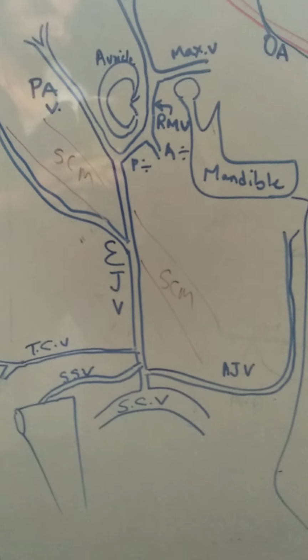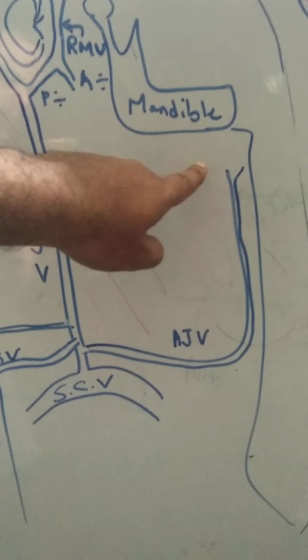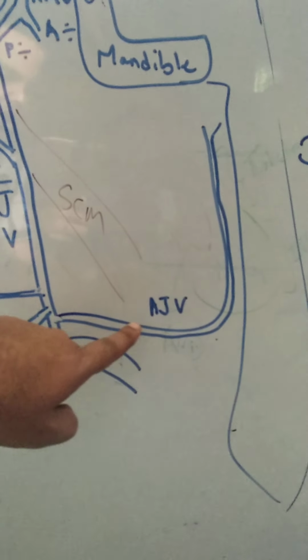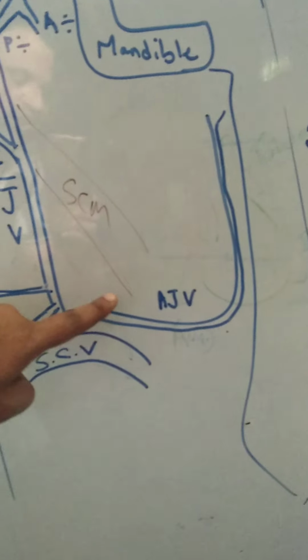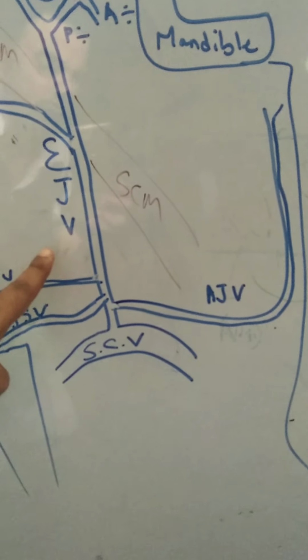So the tributaries are the following. From the front of the neck there will be a vein like this. It's called anterior jugular vein. See, jugular here means neck. The front of the neck there is one vein, anterior jugular vein. You can see that ending up in external jugular vein.